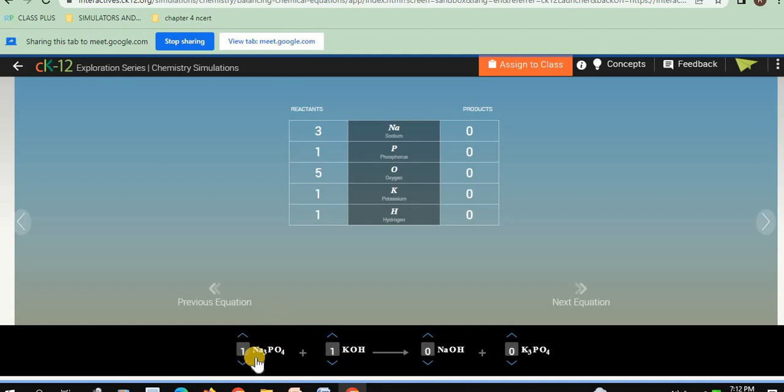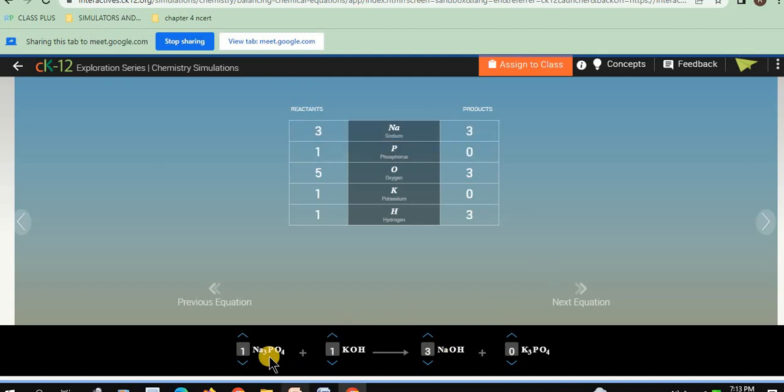Now, Anna, please tell me how many sodium atoms are there in Na3PO4. Three atoms. So on the right hand side we have NaOH. I want to make 3 sodium atoms. How should I make it? I should change 0 to 3. Now sodium is balanced.